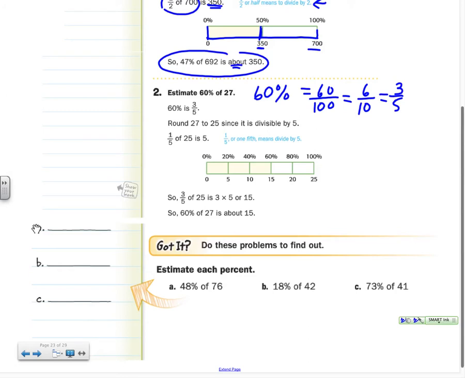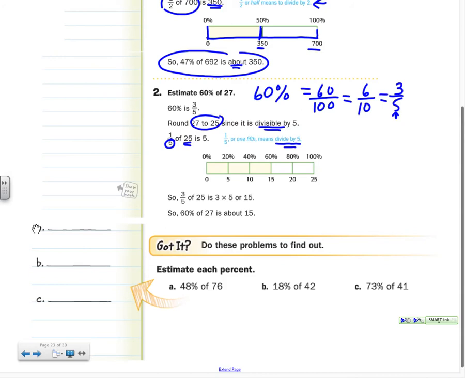Okay, so round 27 to 25 since it's divisible by 5. I'm looking at my denominator and trying to figure out what 5 will go into evenly that's close to 27, and it's 25. So 1/5 means divide by 5. We can see our bar diagram. They divided it into 5 equal sections. They have labeled each section by multiples of 5.